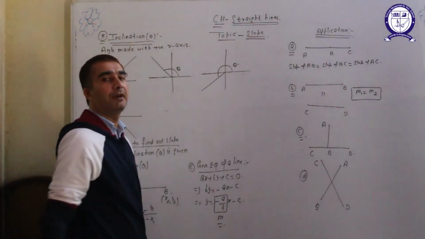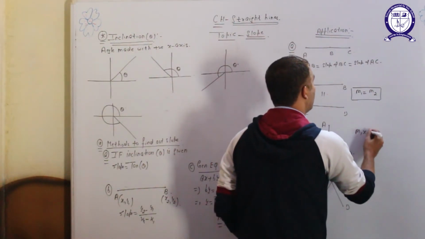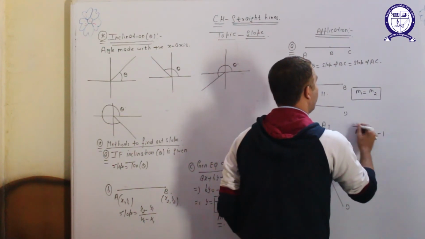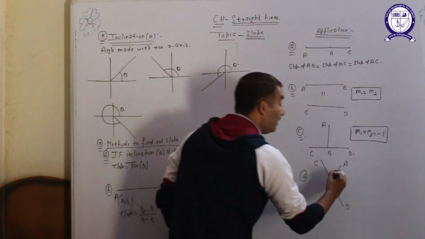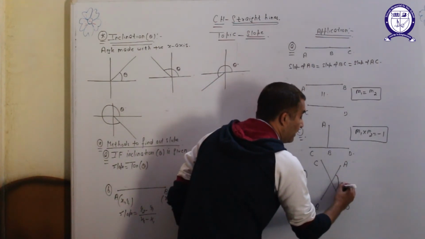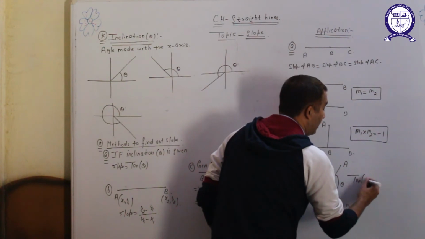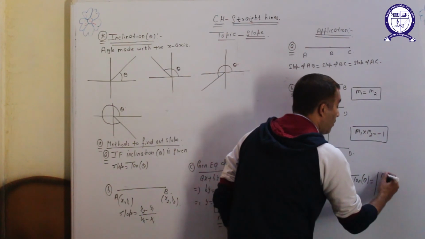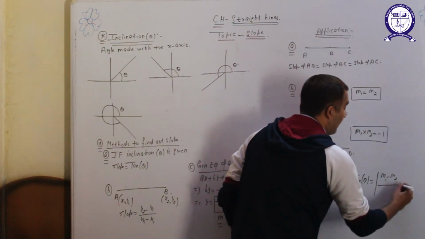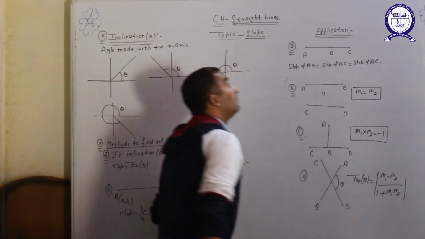If two lines are perpendicular, then it means the product of their slopes is equal to -1. If two lines are intersecting, that means they are going to make an angle. The angle between two lines is represented as theta, that is, tangent of the angle between two lines is equal to modulus of (slope of first line minus slope of second line) upon (1 plus the product of the slopes).